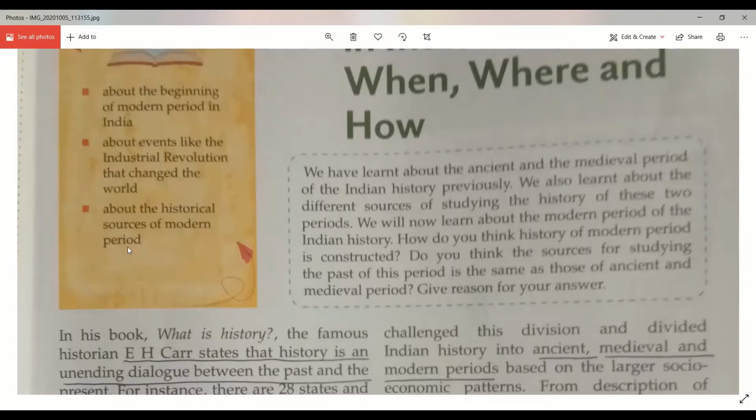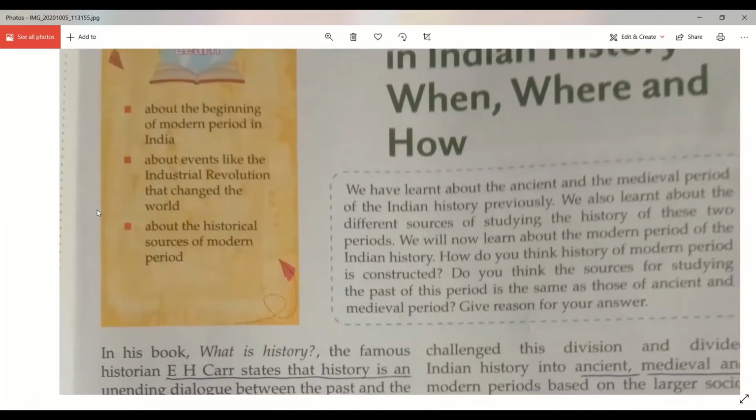First of all, about when the modern period started. So here we will study about when. When is covered in the first point. This gives us the timeline on when exactly the modern period of Indian history started. And then we will move to where, and that will give us events, and it will talk about the industrial revolution and what exactly it talks about. It talks about the events that took place during the modern period.